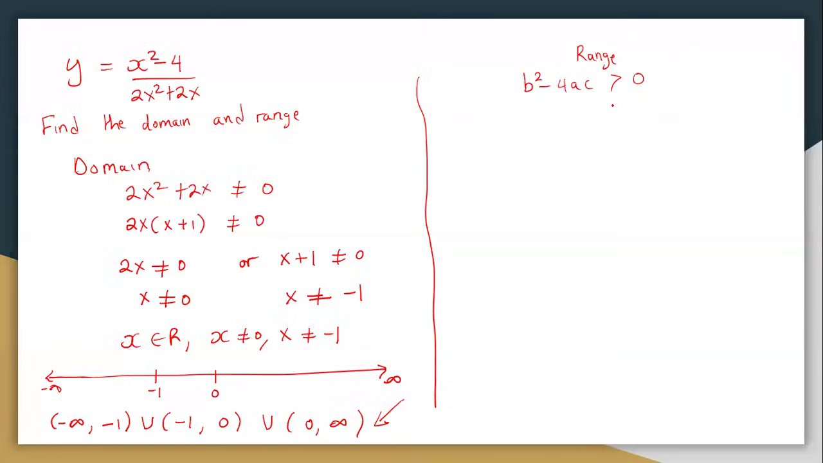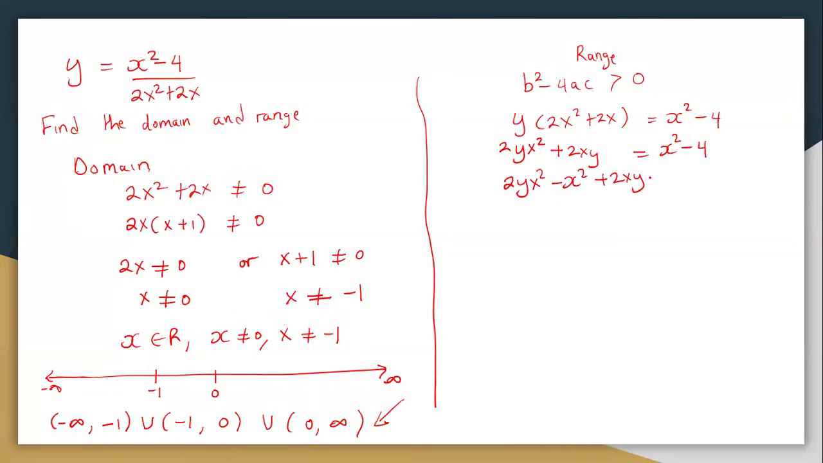So you do your cross multiplication. So we shall have y into 2x squared plus 2x equaling x squared minus 4. Open your brackets very well: 2yx squared plus 2xy equals x squared minus 4. Collect like terms: 2yx squared minus x squared plus 2xy plus 4 equals 0.